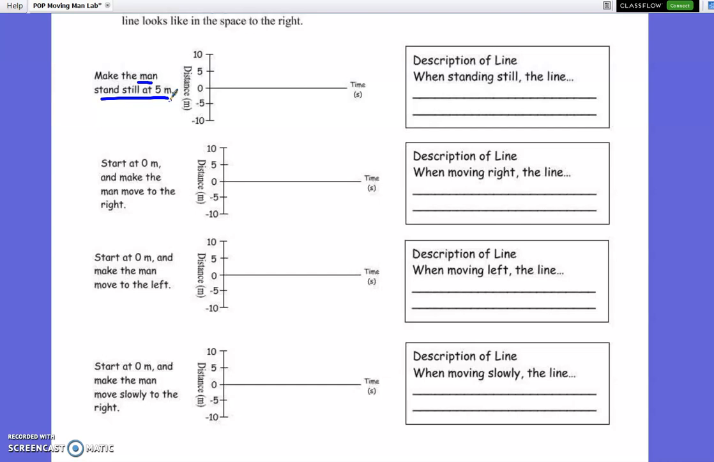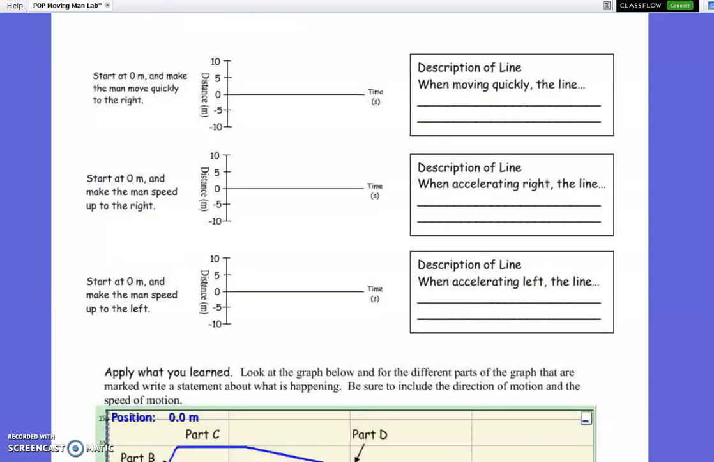The next one, I want you to have the man start at 0 and make him move to the right. What would the graph look like if the man started at 0 and was moving to the right? Use your pen or pencil and sketch that out. Then I want you to start at 0 and make the man move to the left. What would that graph look like? And you're going to do this with all of the graphs on the first page and on the second page as well.